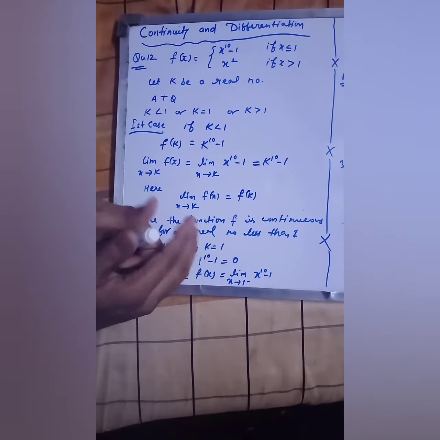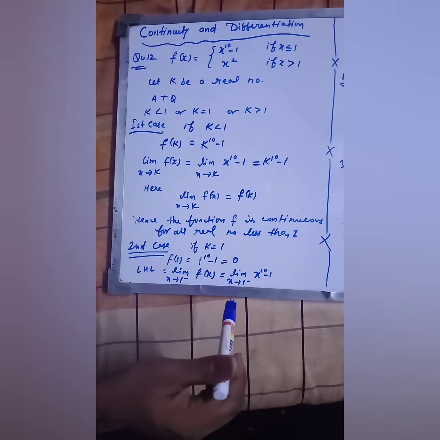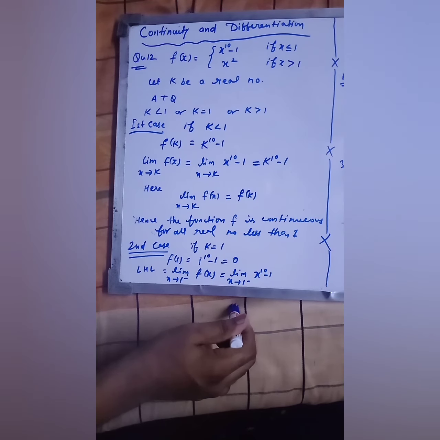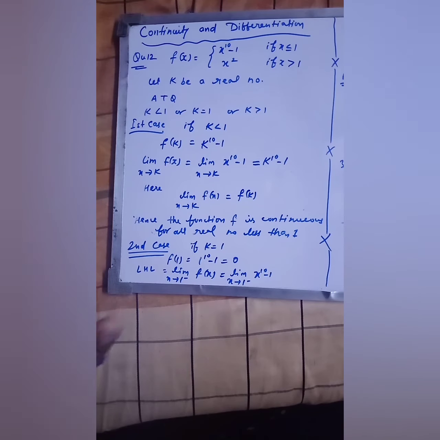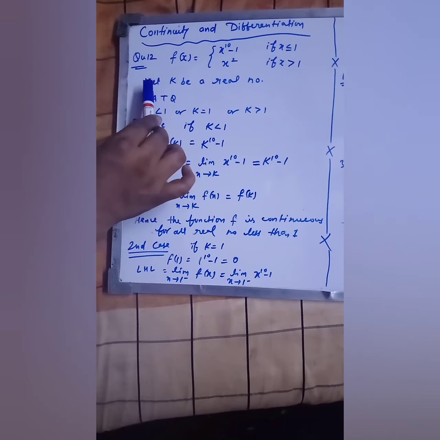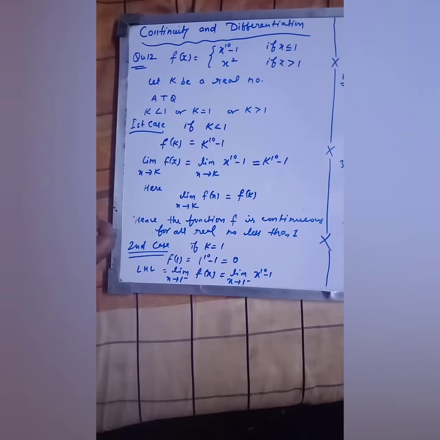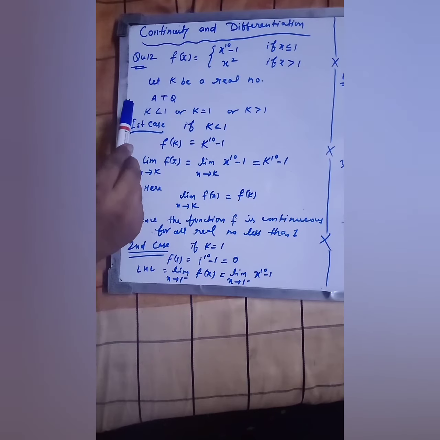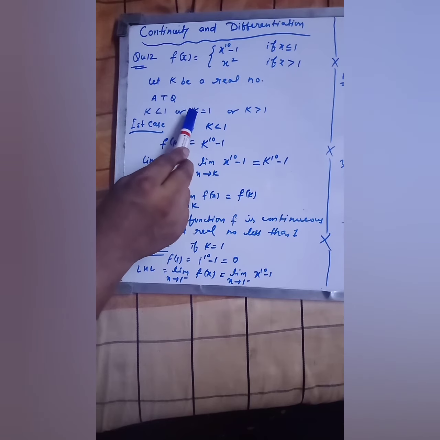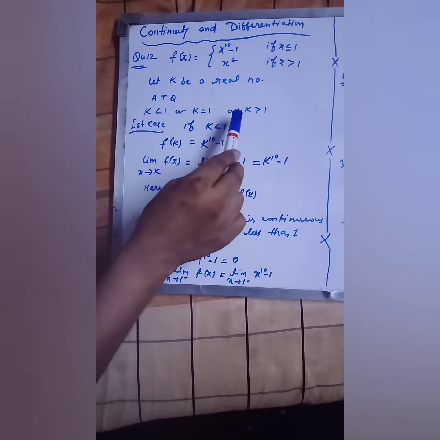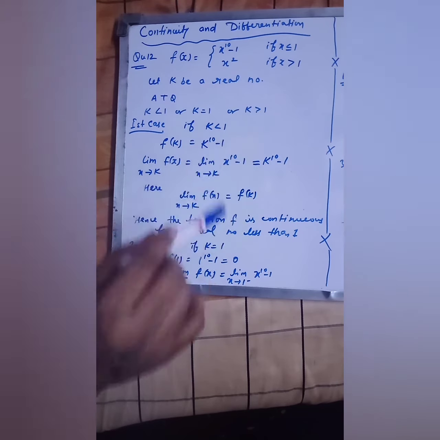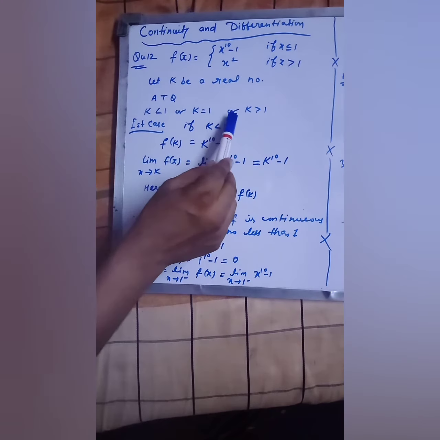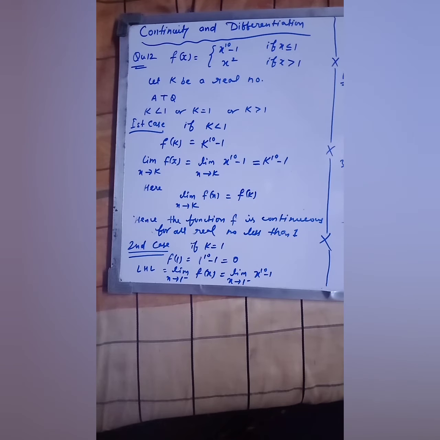When you solve a question of this type and you have to find out the point of discontinuity, you have to take 3 cases. First you have to assume that let k be a real number. Okay, and then you have to assume 3 cases. The first case is when k is less than 1, the second case when k is equal to 1, and the third case when k is more than 1. So these 3 cases you have to keep in your mind.